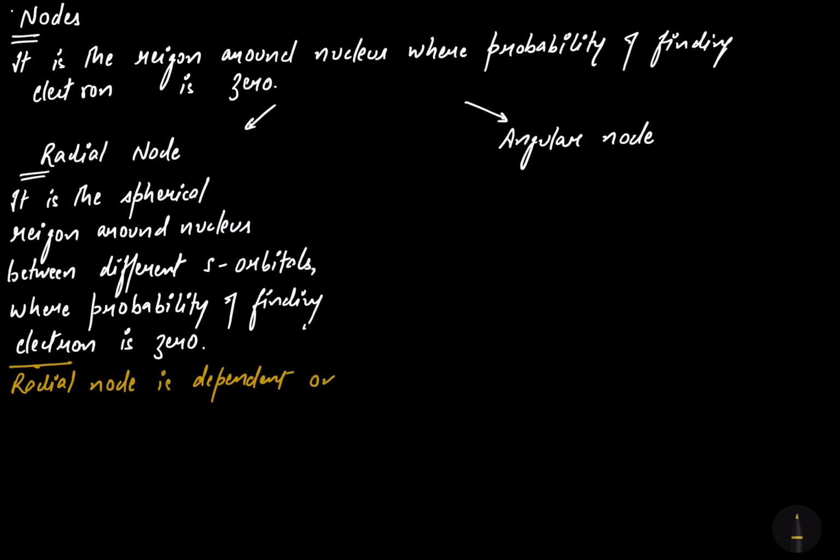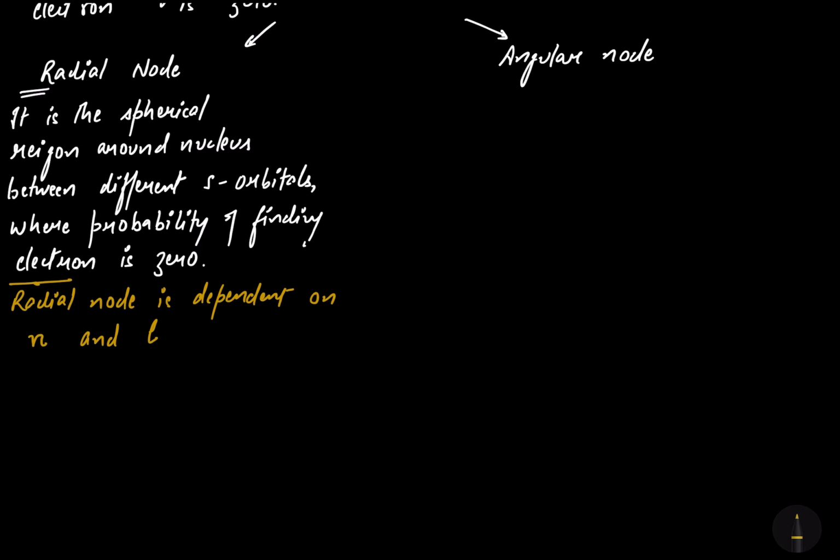dependent on the principal quantum number, that is small n, and the azimuthal quantum number, that is small l. The formula for radial nodes, or you can write the number of radial nodes more appropriately: the number of radial nodes is equal to n minus l minus 1.